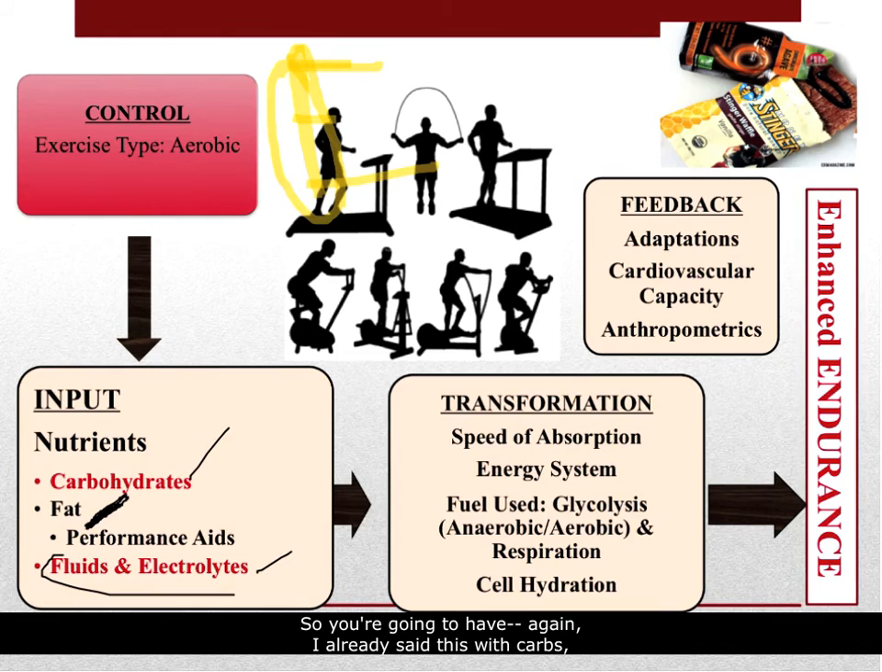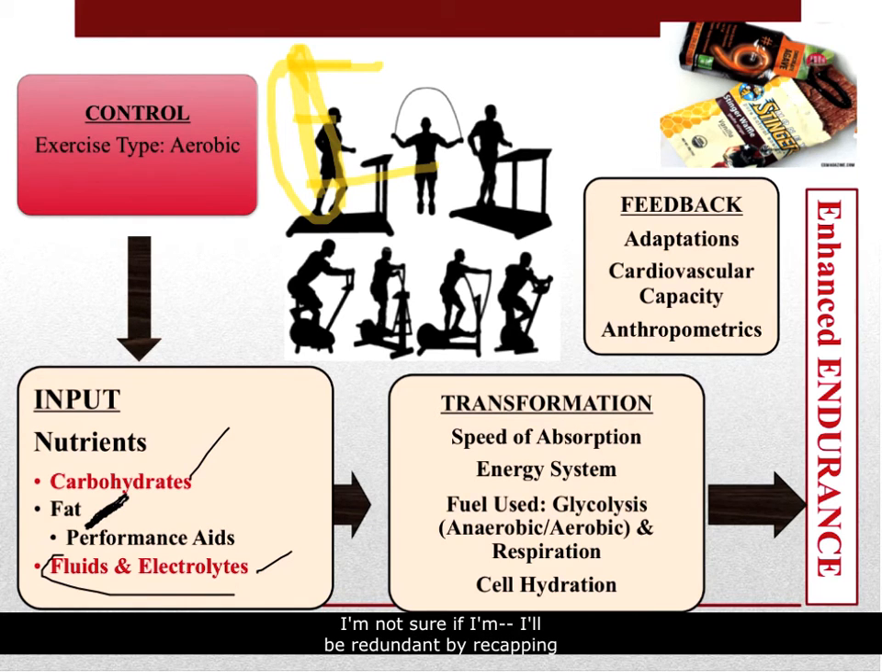So you're going to have, again, I already said this with carbs, but most of those gels, drinks, gums, anything that you're supposed to drink during exercise are going to be about 6 to 10% carbs, and they're going to have electrolytes as well. And the electrolytes are going to be at about a 3-to-1 ratio of sodium to potassium. So just a couple of guidelines there.